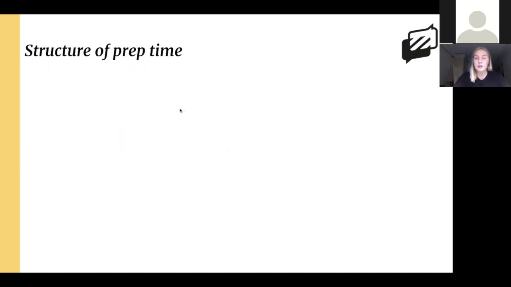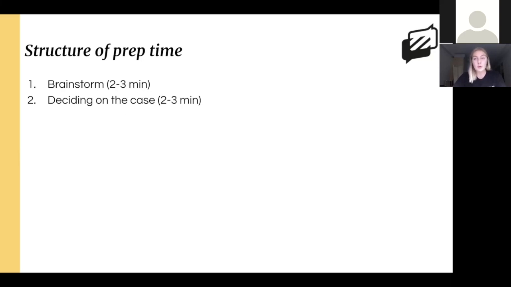So what is the structure of it? And in essence, also the structure of this workshop. Generally, in the 15 minutes that you are given in BP, I always start with brainstorming for 2 or 3 minutes, both of us individually, noting down any ideas we get about the debate. Then we discuss what we talked about and decide on the case that we want to run, deciding on the arguments, very briefly outlining the case we want to do.